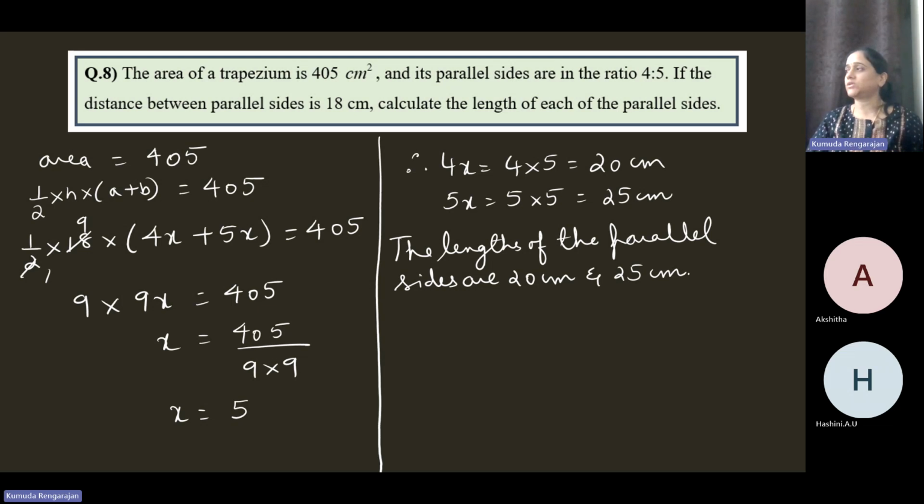So when area is given, how do you start? Area is equal to 405. Half into h into a plus b is equal to 405. Completed?